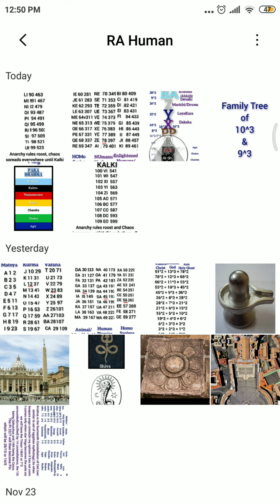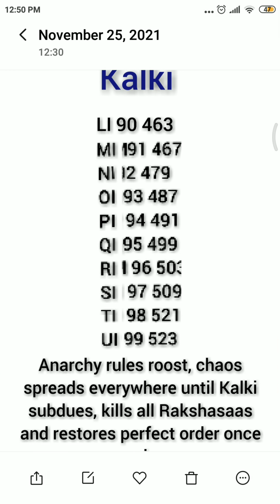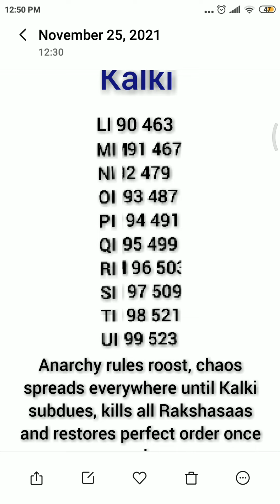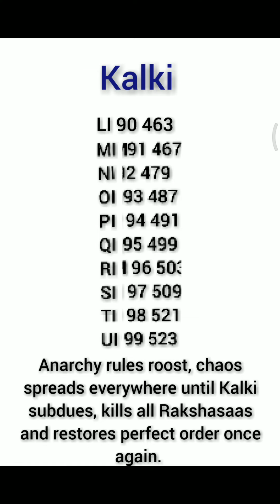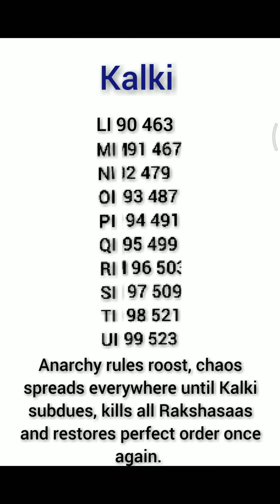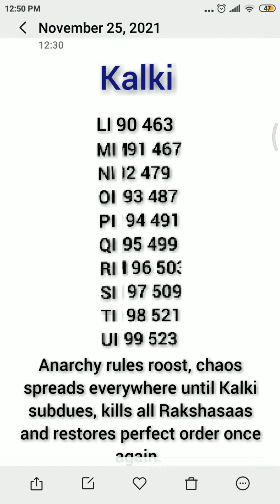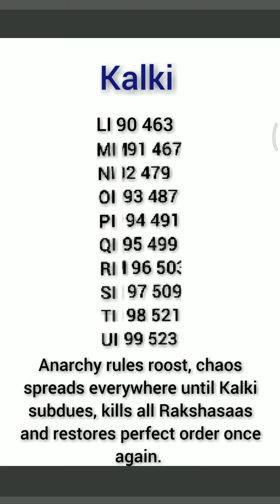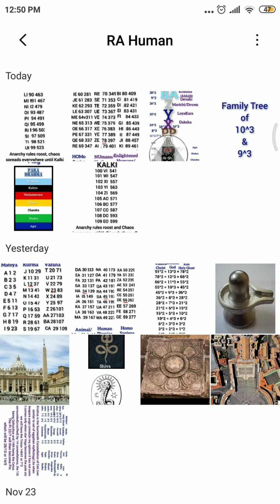And I have also missed one thing, I think, the Kalki guy. The age of Kalki spans from 90 to 523, 99, and that actually is the Kalki Avatara. In the age of Kalki, anarchy rules the roost, chaos spreads everywhere, until Kalki subdues and kills all Rakshasas, and restores perfect order once again. That is the role of Kalki. So that's what I wanted to say.